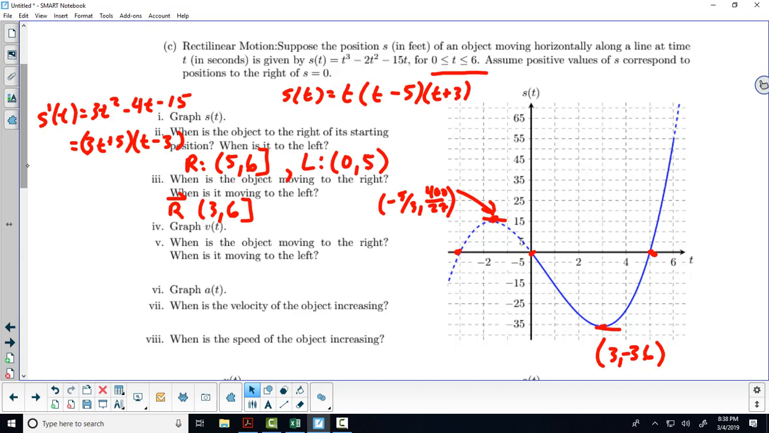Now, have I gone to the right of my starting position yet? No, not until t equals 5 have I returned to my starting position, and now I am to the right of the position as well as moving to the right. So pay attention to the difference between being to the right and moving to the right. Okay? Yeah. And so then we are moving to the left from t equals 0 to t equals 3.